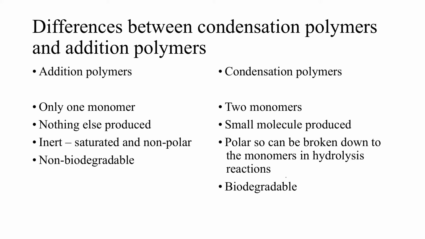Whereas condensation polymers, we get two different monomers. So for a polyester, it's a dicarboxylic acid and a diol. You get a small molecule produced, which is usually water. Now these are polar, so these can be broken down in hydrolysis reactions, so you can react them with acids and with alkalis. And condensation polymers, for that reason, tend to be biodegradable, so they will be broken down by the microorganisms in soil.